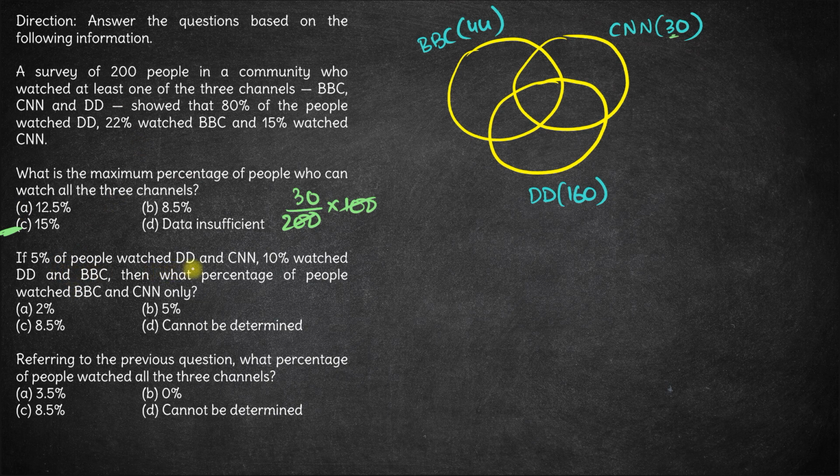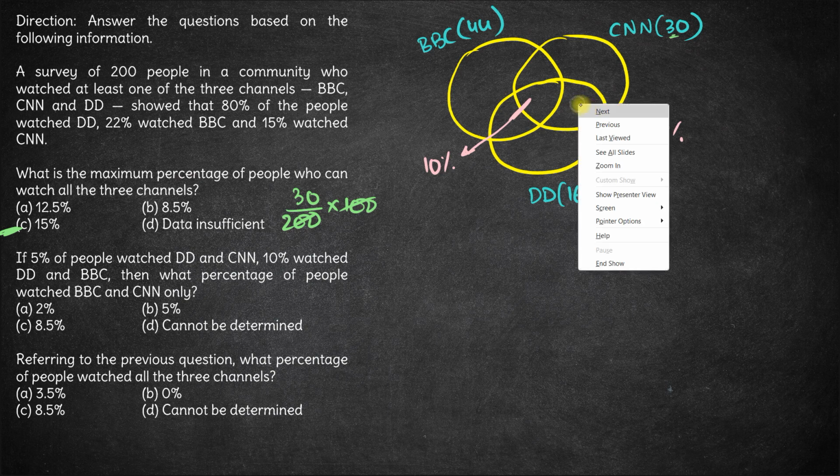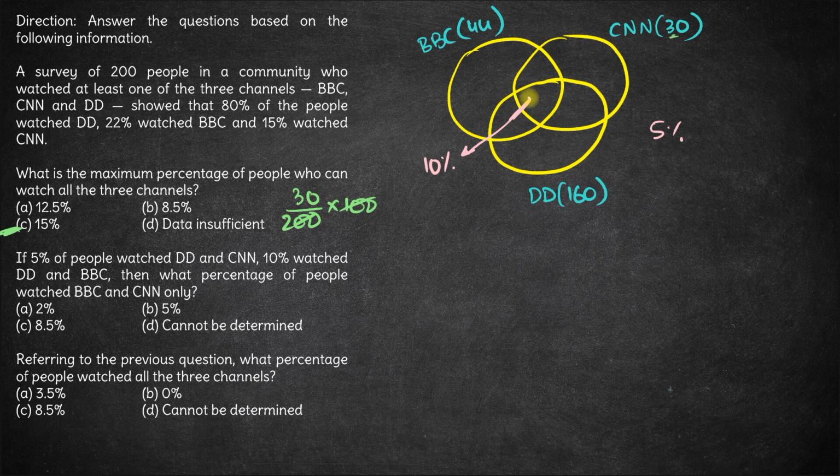If 5% of the people watched DD and CNN, 10% of them watched DD and BBC, and 5% watched BBC and CNN. So 5% watched DD and CNN; DD and CNN, these two together is 5%. And 10% watched DD and BBC; DD and BBC, these two together is 10%. And these two together is 5%. Okay, that's what is given. So now we need to figure out what percentage of people watched BBC and CNN only. BBC and CNN only is this part. We have to figure out how many of them watched only this part.